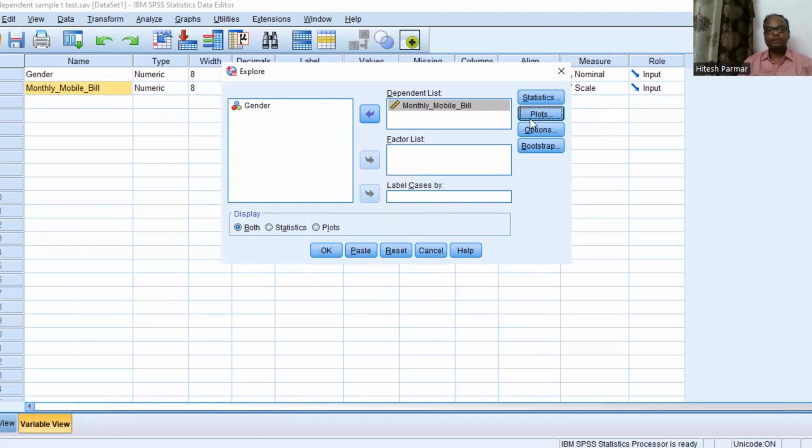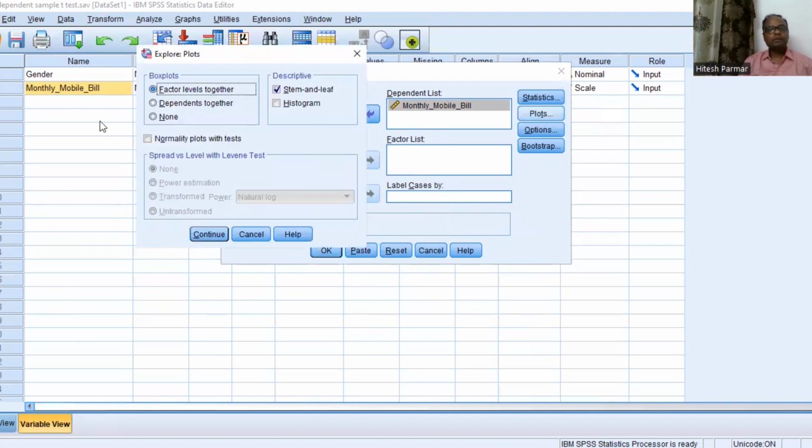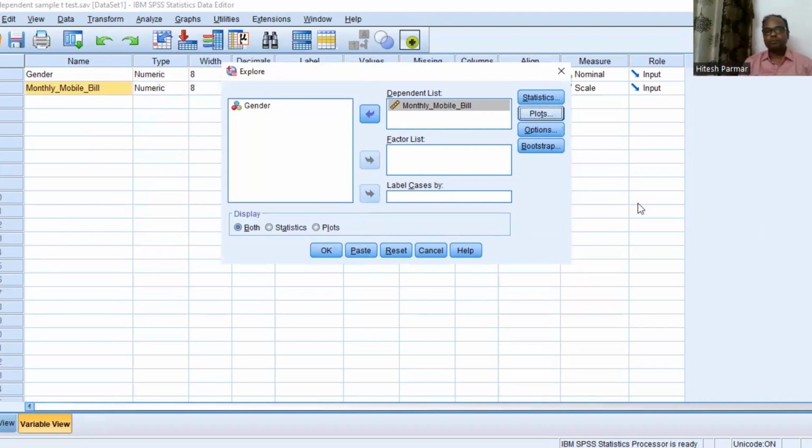We can click on Plots, where this one is the main tick mark, Normality plots with tests, because based on this tick mark only we'll get the results of the hypothesis test. So don't forget to give a tick mark on Normality plots with tests. Additionally, if you would like to see the histogram, you can give a tick mark for Histogram also. You can click on Continue. In Options, we need not do anything because we do not have any missing value. And then we need to click on OK.